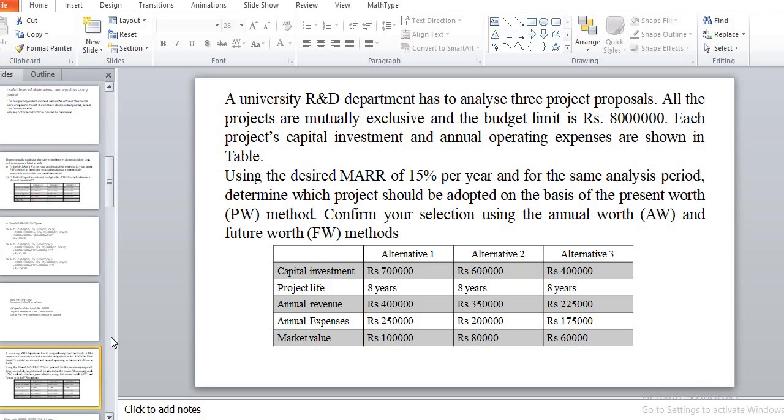Annual revenue is given as 4 lakh, 3,50,000 and 2,25,000. Annual expenses are given as 2,50,000, 2 lakh and 1,75,000. Market value is 1,80,000, 60,000. It is given. So with this particular data, we have to evaluate these projects and conclude which particular project is economical among them.